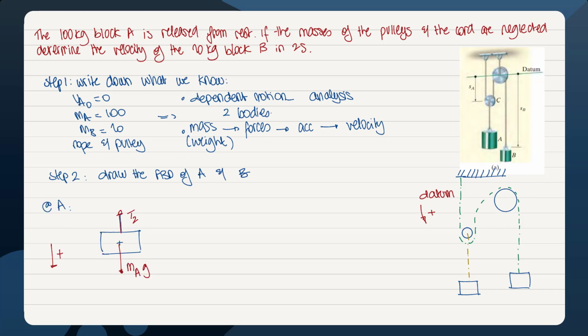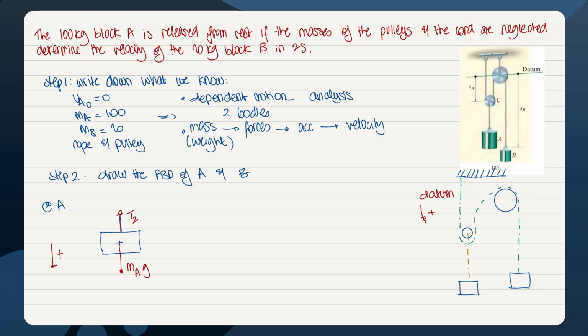We can nicely draw a box and then mark the different forces. Obviously, block A is subjected to weight since it has a mass, so we can write down MAG, and we know that it's attached with a rope, and so there's definitely a tension exerted by this rope onto the block, so we mark that with T2.